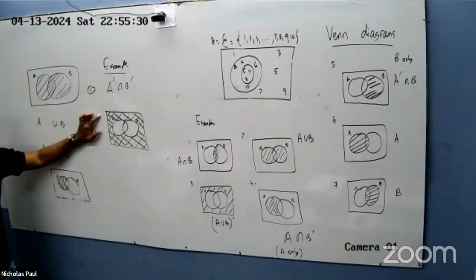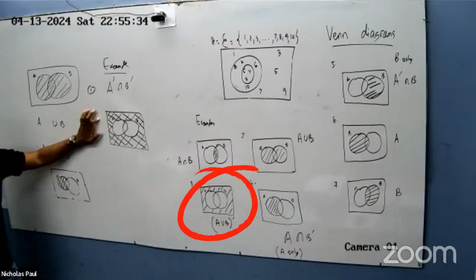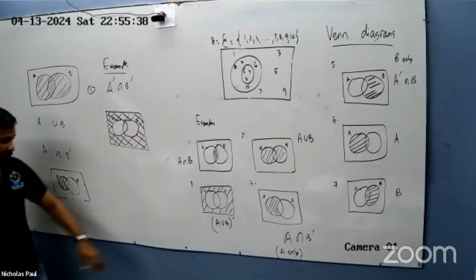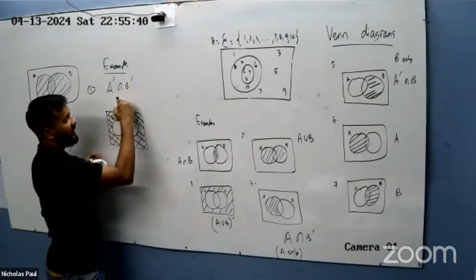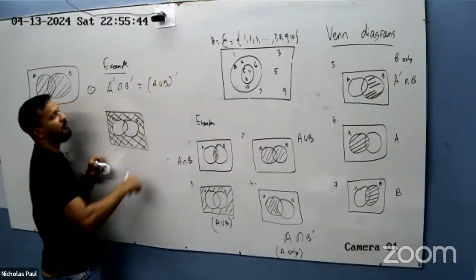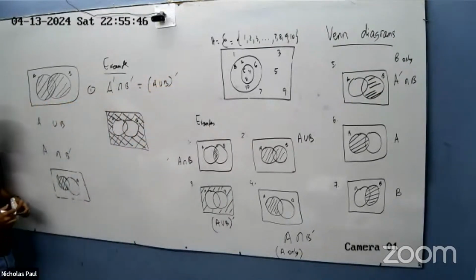So what does this look like? This is identical to what? This is identical to something else I made you draw. This one here, right? So this is identical to that. Both of them are the same.